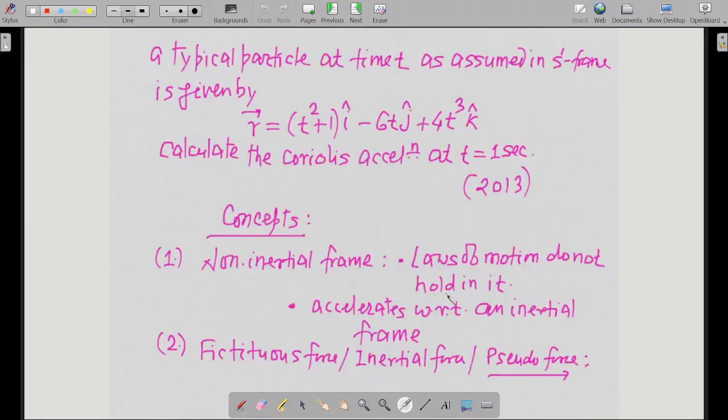So non-inertial frame is that frame in which laws of motion do not hold and it accelerates with respect to an inertial frame. Now fictitious force, inertial force or pseudo force. Now what is this? Let us see. Now all these terms imply the same thing. Fictitious force also means the same, inertial force also means the same, and pseudo force also means the same. Okay. So pseudo force is the force which acts in a non-inertial frame. But remember one thing, that we are calling it to be inertial force, not non-inertial force. Okay, so we are calling it inertial force.